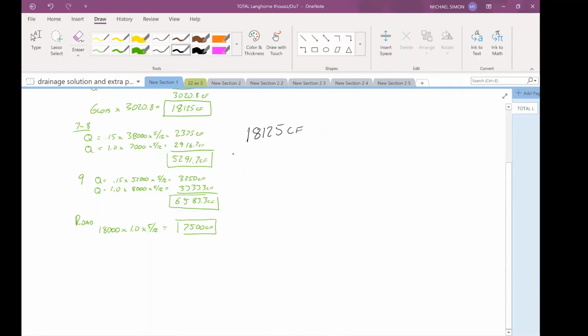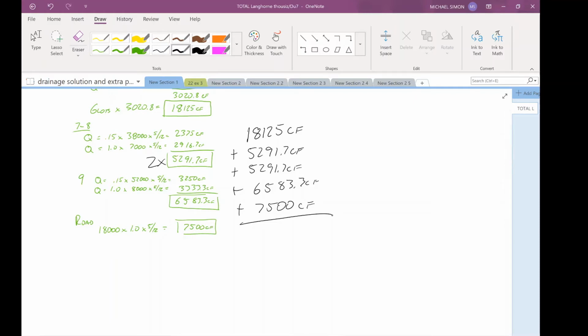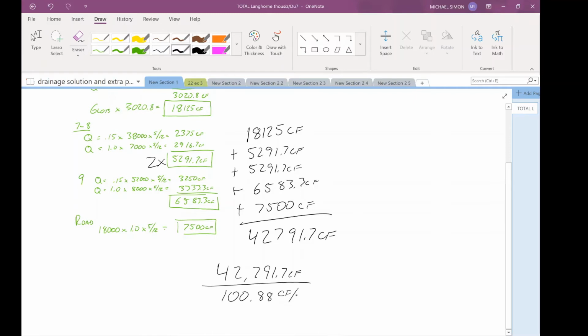Now 18,125 cubic feet plus 5,291.7 cubic feet. And I just realized this is actually for 2 lots, so I'm going to add that in twice: 5,291.7 cubic feet, plus 6,583.3 cubic feet, plus 7,500 cubic feet for the road. I add those all together: 18,125 plus 5,291.7 plus 5,291.7 plus 6,583.3 plus 7,500. That gives me a total of 42,791.7 cubic feet. I'm going to take that total volume, 42,791.7 cubic feet, and divide that by the capacity of a single vertical foot on a 12-foot diameter leaching pool.